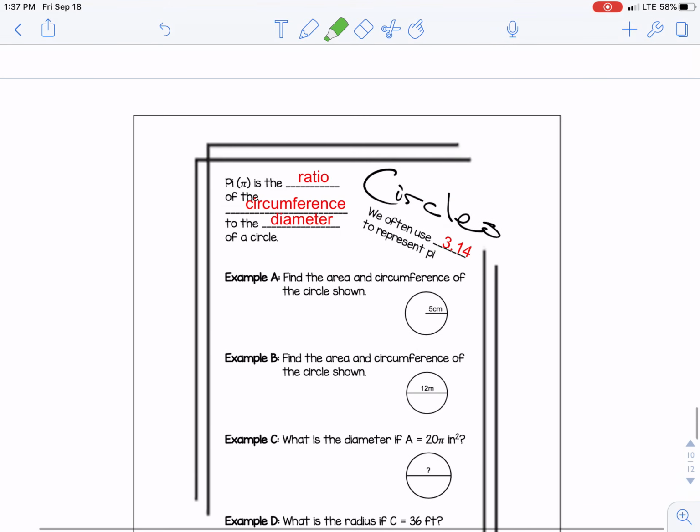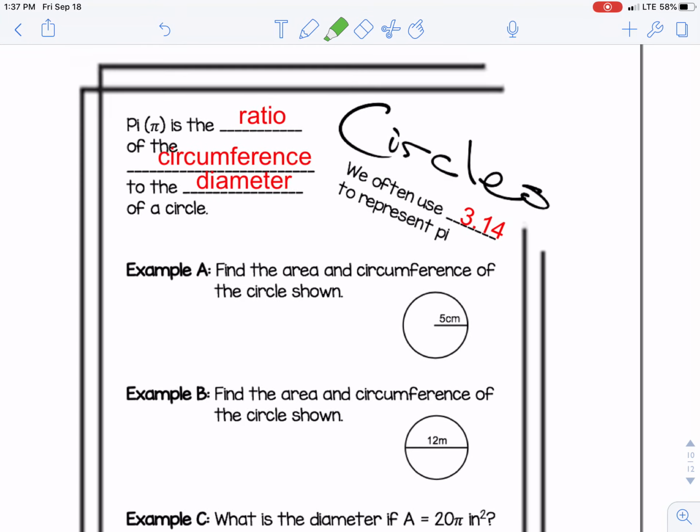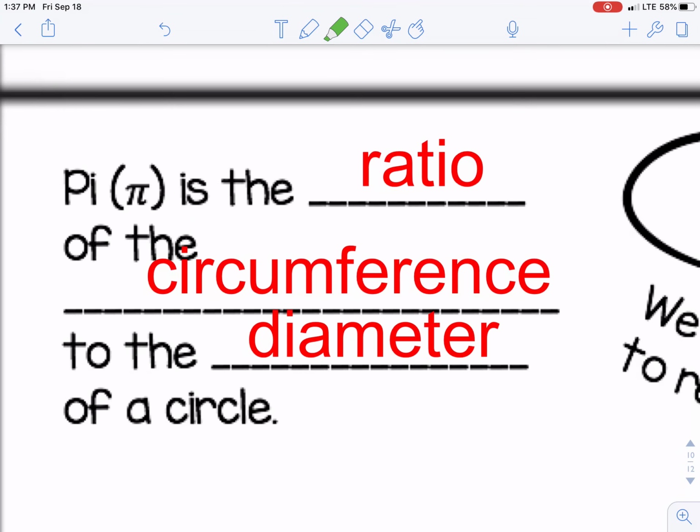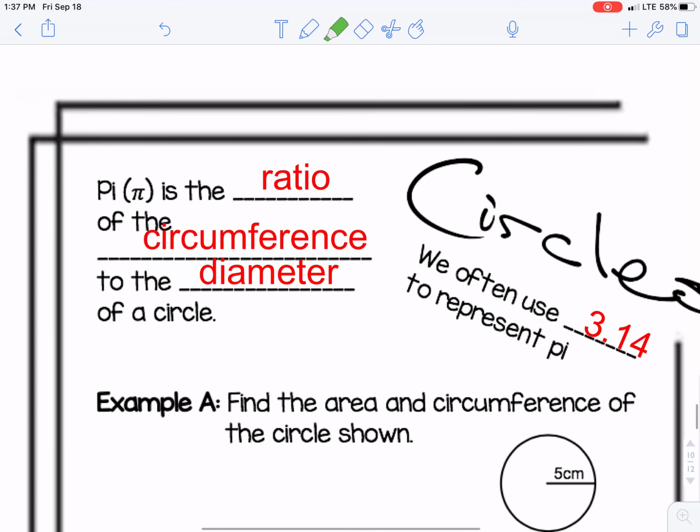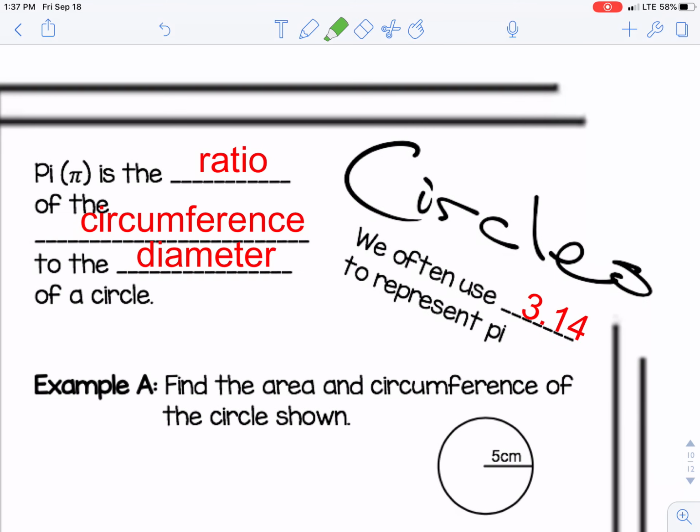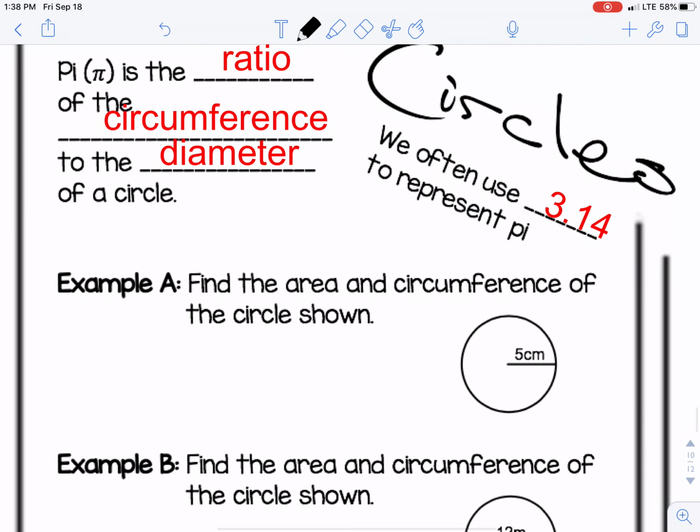All right. So that weird looking symbol pi is just the ratio of the circumference to the diameter. What we need to know is there's a button on our calculator, the pi button, or we can just use 3.14 to represent pi. You have to make sure what it's telling you in there, if it's saying use 3.14 as pi. So we want to find the area and circumference of the circles shown. Super easy.